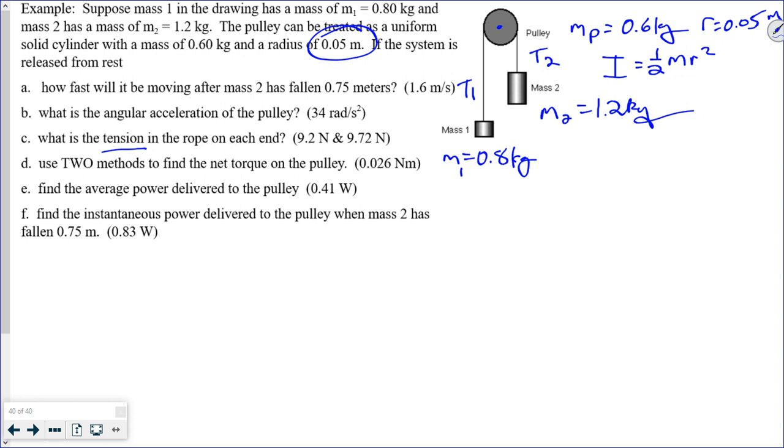Mass 2 is heavier, so mass 2 is going to go down, mass 1 is going to go up. That's going to cause the pulley to rotate this way. It says if the system is released from rest, how fast will the system be moving after mass 2 has fallen 0.75 meters? What you need to notice is mass 2 is going to go down 0.75 meters. That means mass 1 is going to go up 0.75 meters. So there's a couple ways of doing this.